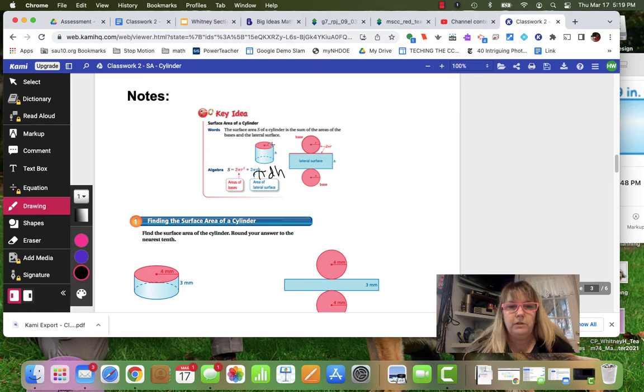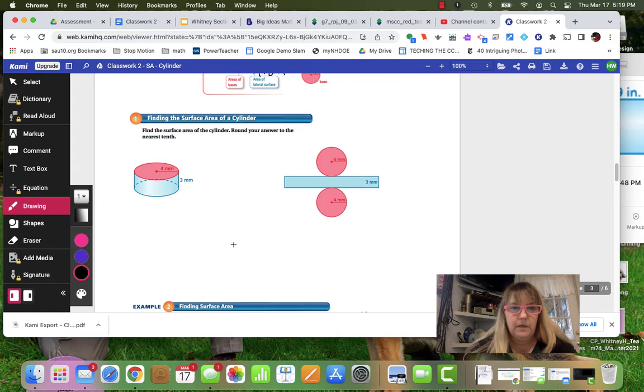All you need to know is that there's 2 circles and there's one rectangle. And the length of the rectangle is the circumference of the circle, and the height is the height of the actual cylinder. So there's no reason to memorize that. Just remember the shapes that you're looking at. So let's see them. This is find the surface area of the cylinder.